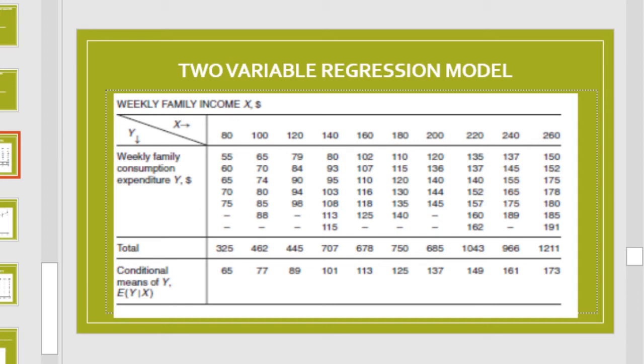It is unconditional in the sense that in arriving at this number, we have disregarded the income levels of various families. Here, I'm going to explain the difference between the unconditional expected value and the conditional expected value. Earlier we used the term conditional expected value, or here the term conditional expected value is given, expected value of y given x.